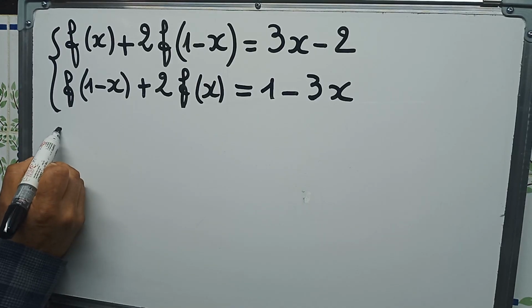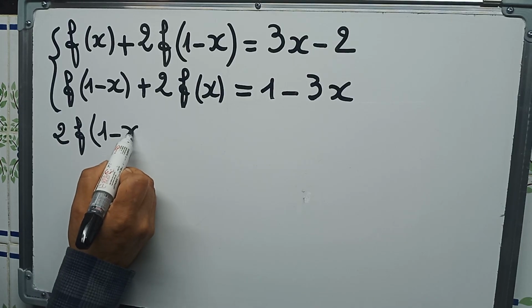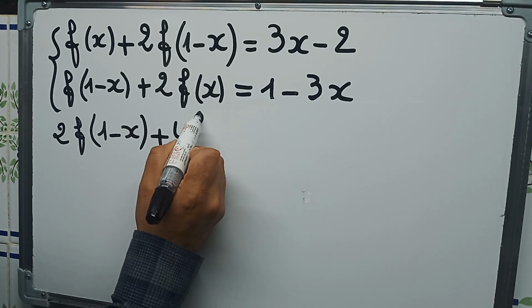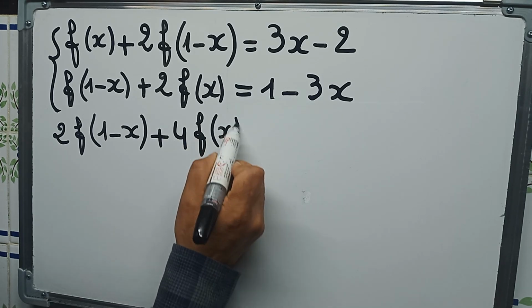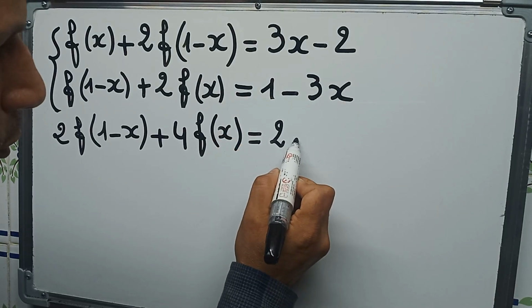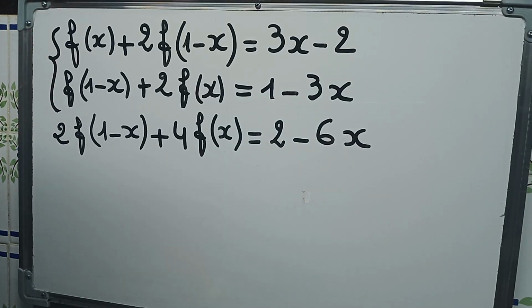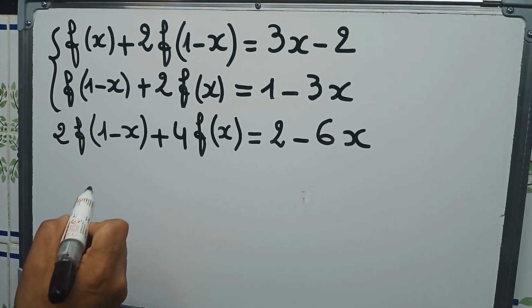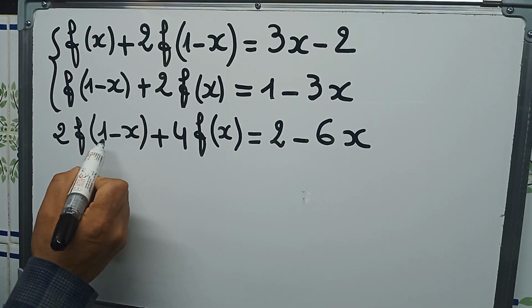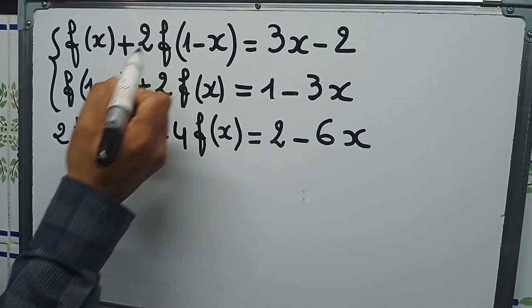We will have 2 f of 1 minus x plus here 2 times 2, 4 f of x is equal to, here we multiply by 2, 2 times 1, 2, minus, and 2 times 3x, 6x. And now we will make the difference between those two equations term to term in order to get rid of this term. So this term minus this one, this term will just disappear.